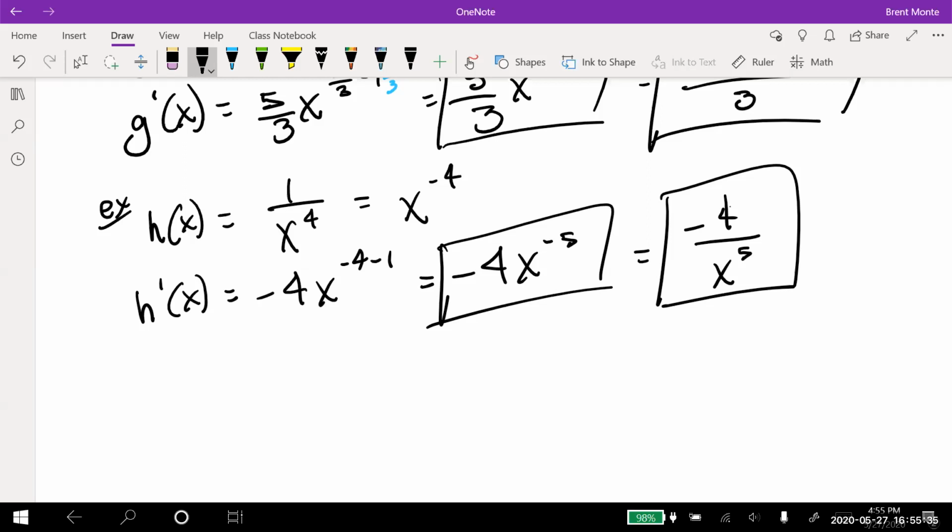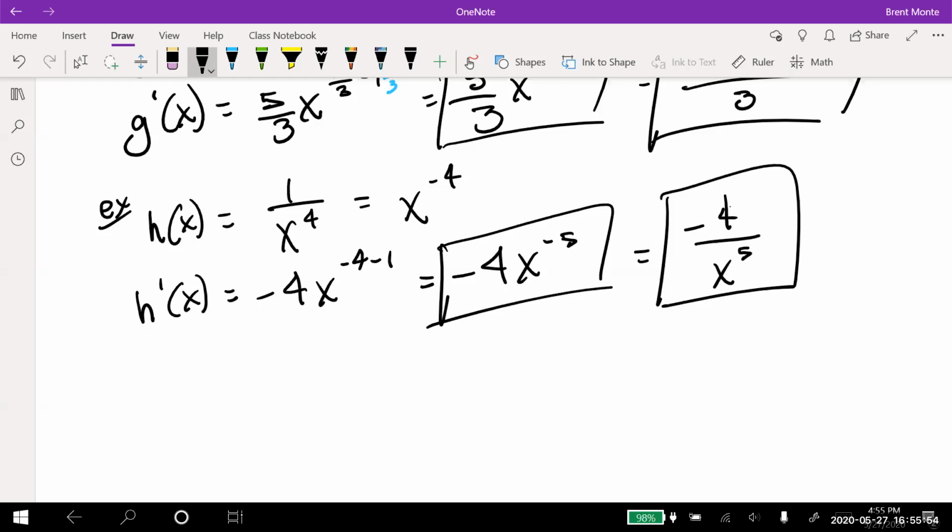The negative 4 doesn't make the 4 go to the bottom. It's only exponents that are negative that make it go to the bottom. All right. And if I look in the book, well, here's one that I've seen would confuse students sometimes.